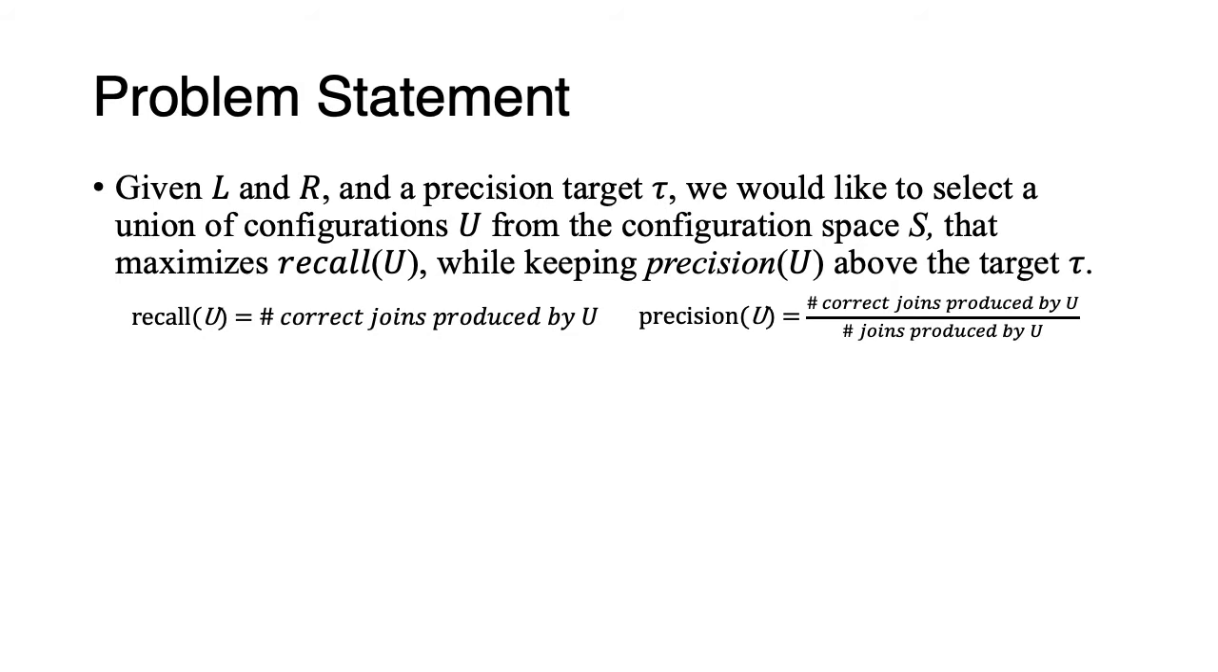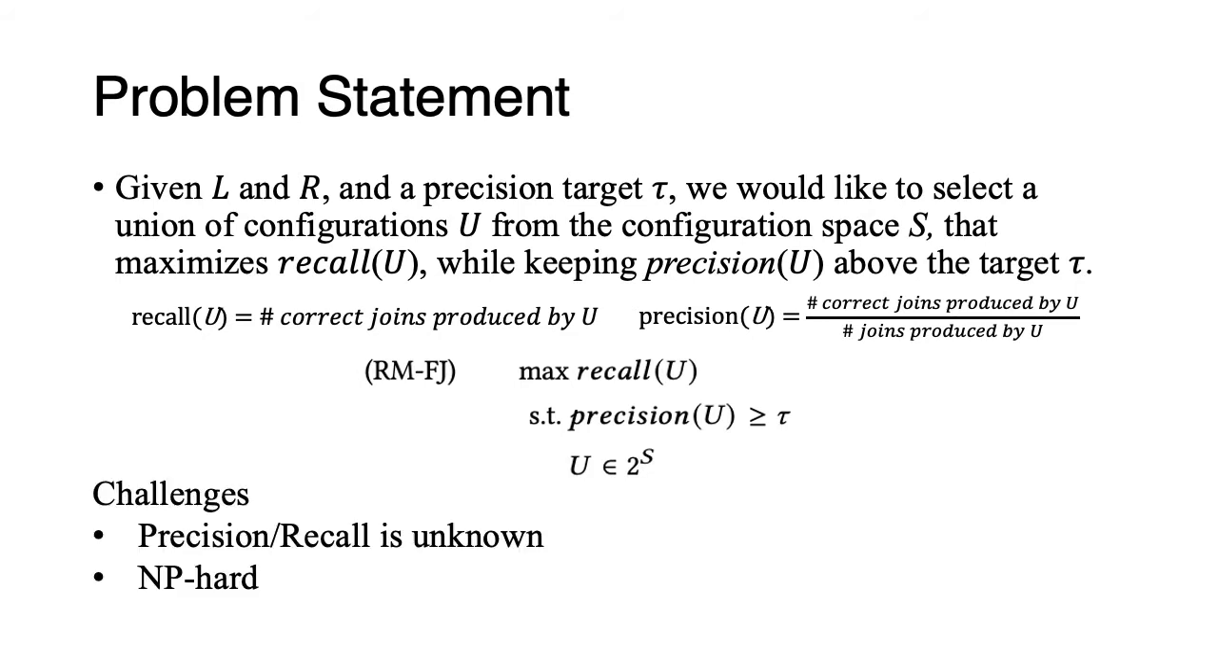The recall is defined as the number of correct joins produced by the selected union of configurations. The precision is defined as the fraction of produced joins that are correct. This problem can be written as a constraint optimization problem. We call it the recall maximization FuzzyJoin problem. To solve this problem, there are two major challenges.